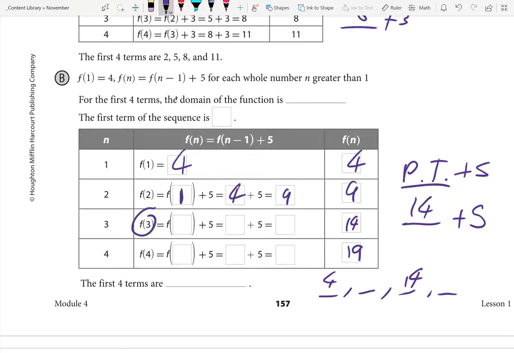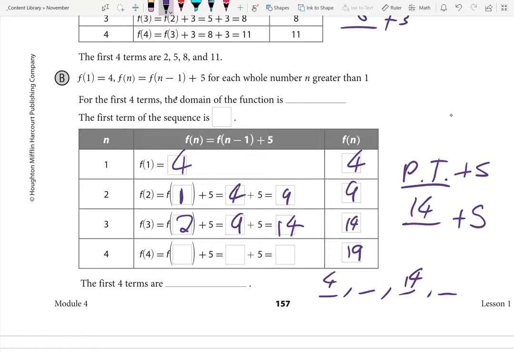F of 3 means the third term, and that's going to be plugging in f of 2, which is the previous term, because f of 2 meant the second term, right? Which f of 2 was 9. So you're plugging 9 plus 5, which gets 14.